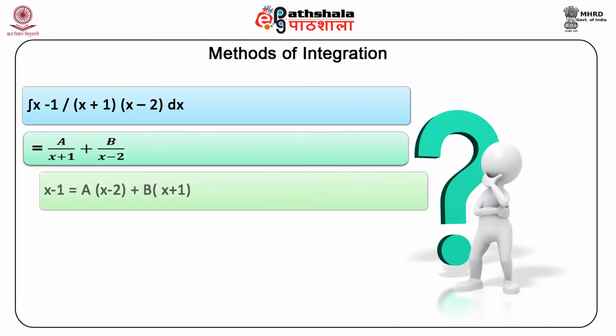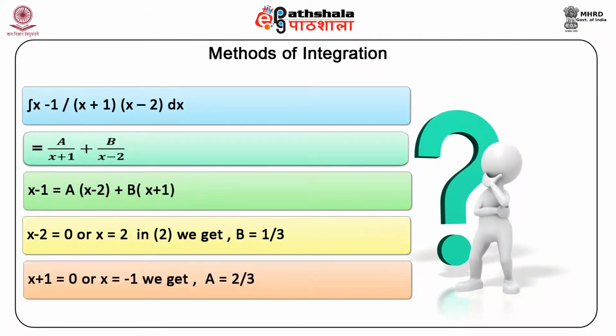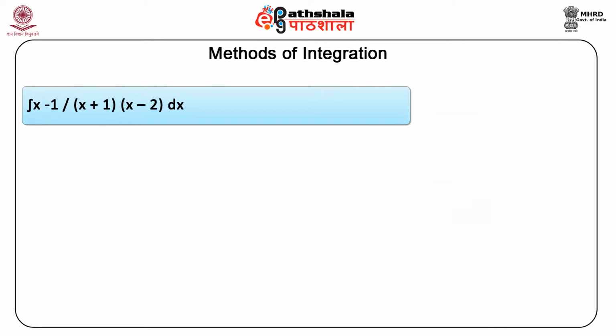Therefore, x minus 1 is equal to a(x minus 2) plus b(x plus 1), etc. Putting x minus 2 equal to 0, or x equal to 2, in (2), we get b equal to 1 by 3. Putting x plus 1 equal to 0, or x equal to minus 1, in (2), we get a equal to 2 divided by 3.